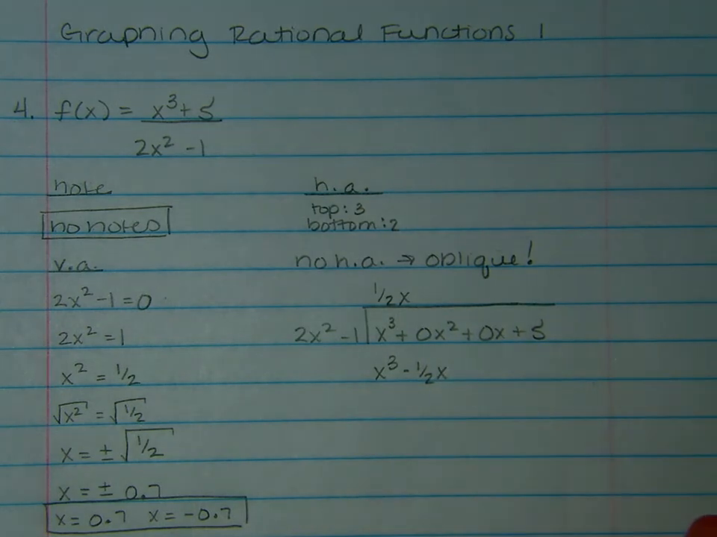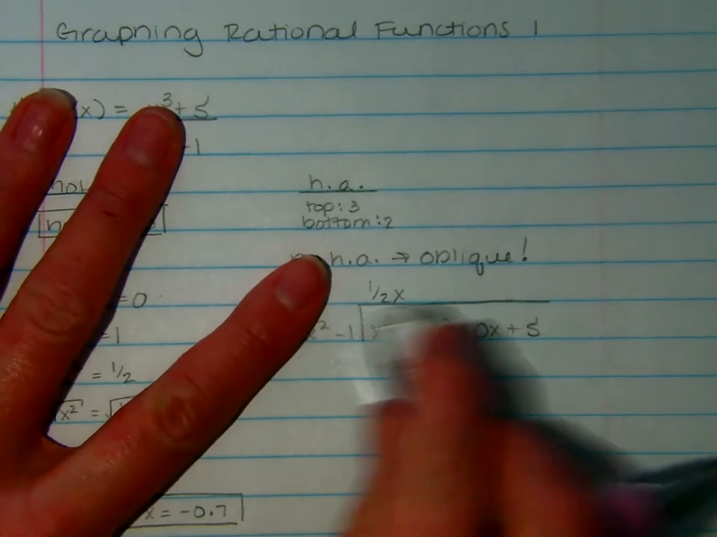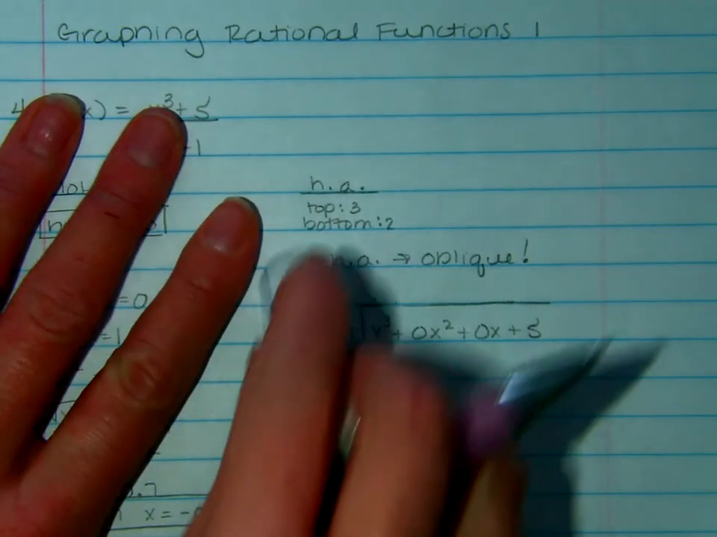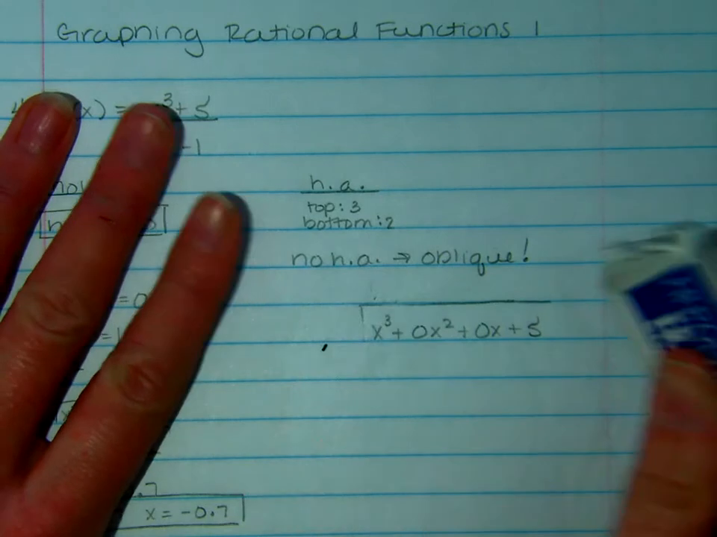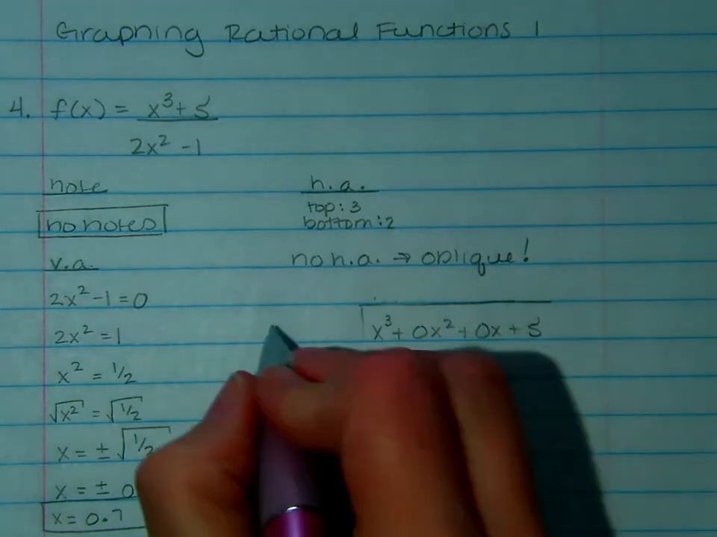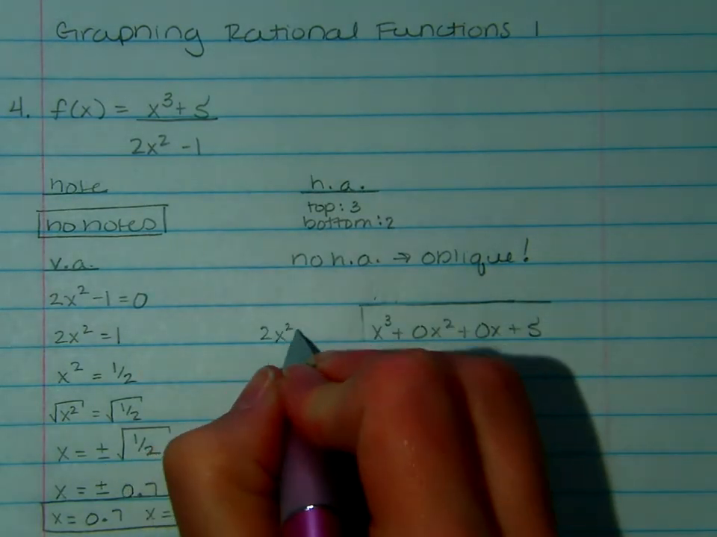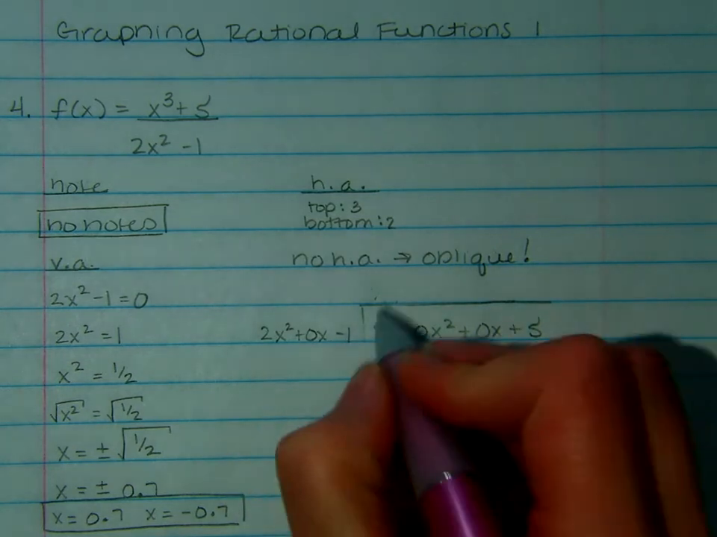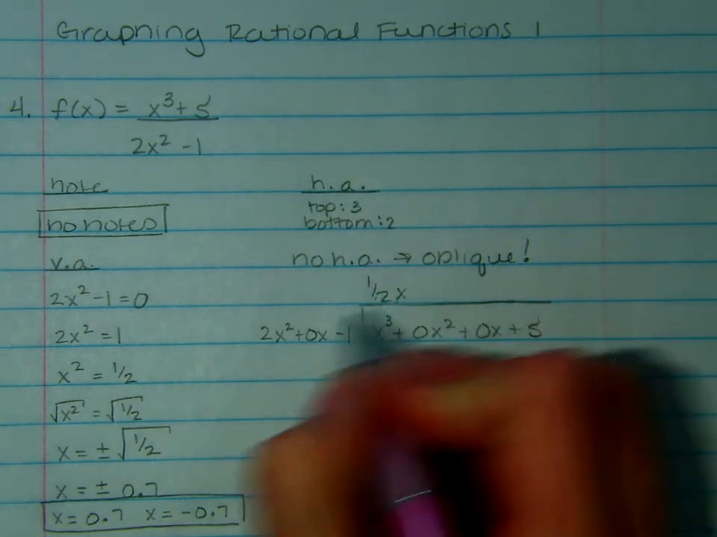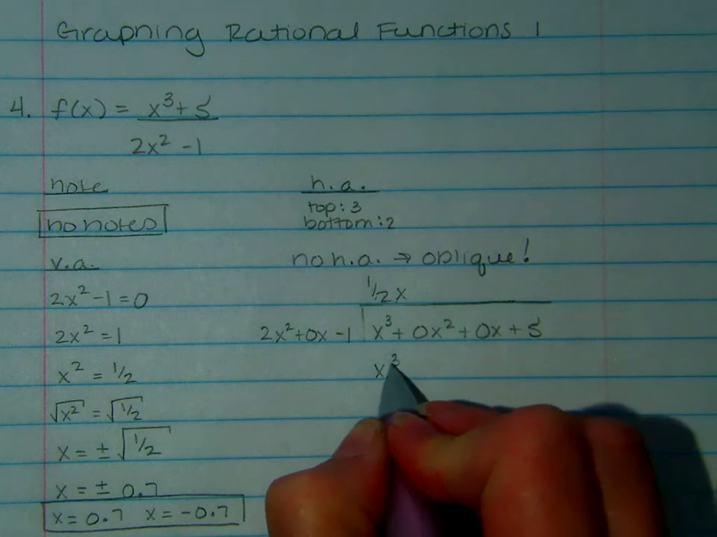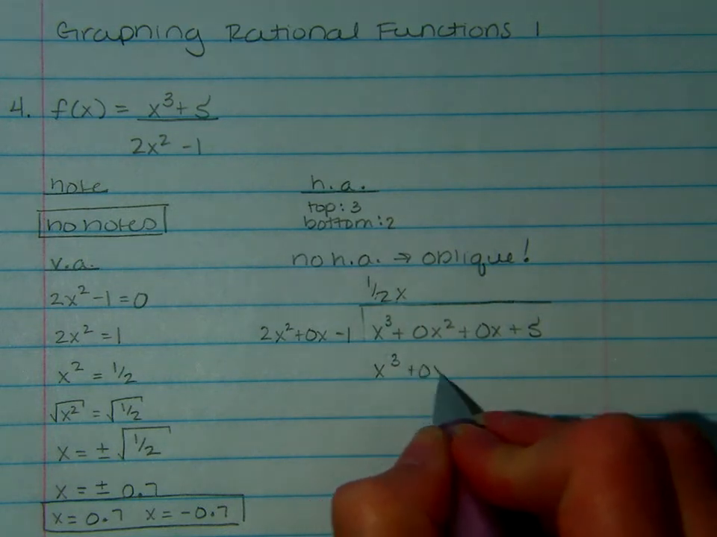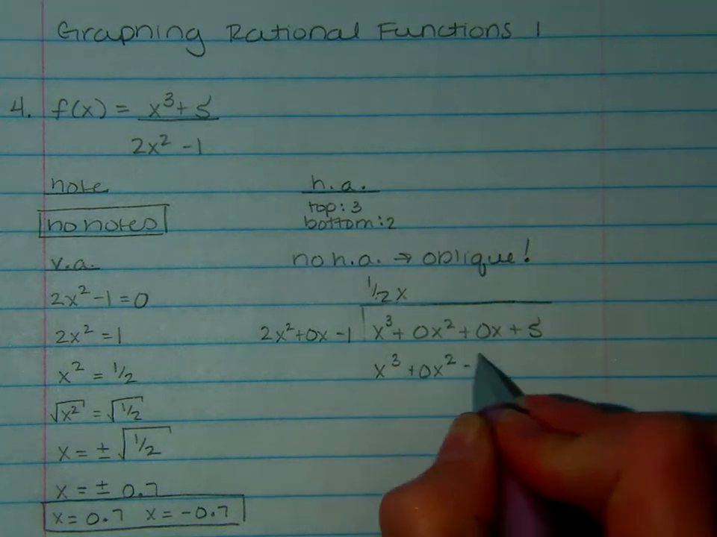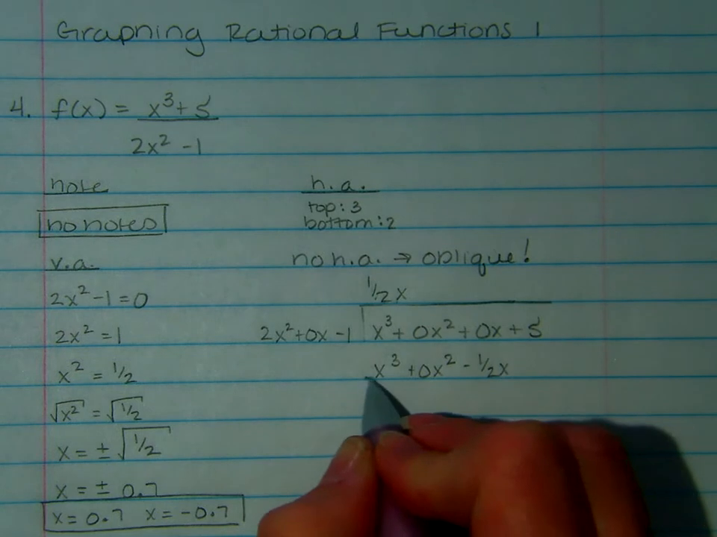x. What did I forget, guys? I totally forgot the placeholder on the divisor. What was I thinking? Such a good thing I'm writing in pencil, isn't it? This is why we do this, right? Okay, so this is 2x squared plus 0x minus 1. Again, it's a 1/2 x here. So this is x cubed plus 0x squared minus 1/2 x.